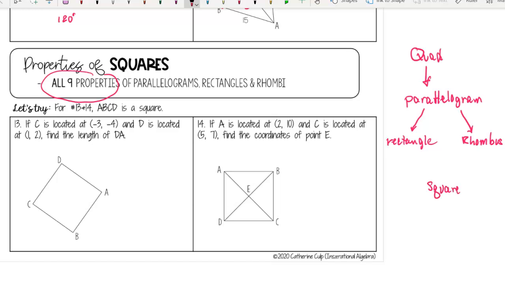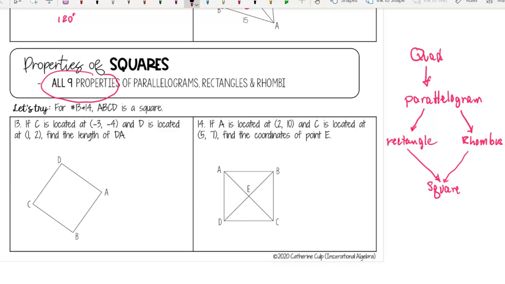A square is a rhombus because all the sides are the same. Diagonals bisect at 90 degrees, and the diagonals also bisect the angles. It could be a rectangle because the angles are 90 degrees and the diagonals are congruent to each other. So the square is everything.